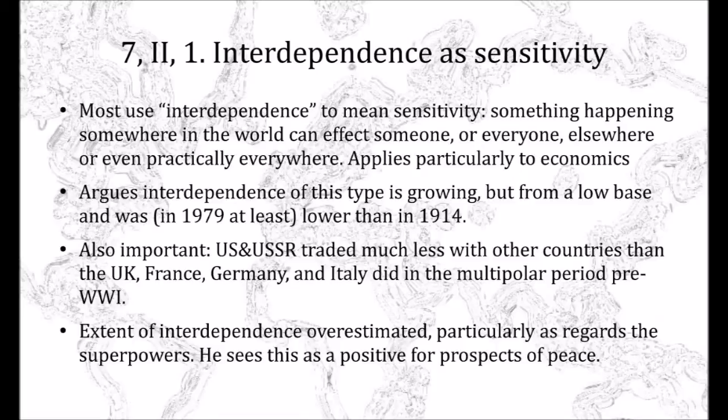So he says the extent of interdependence is overestimated, particularly regarding the superpowers. And because he thinks interdependence increases the odds of war, he's fairly sanguine about the prospects for war between the US and USSR, because low interdependence and complete non-reliance of the two superpowers on each other means they can essentially ignore each other. There's no reason to go to war with each other.